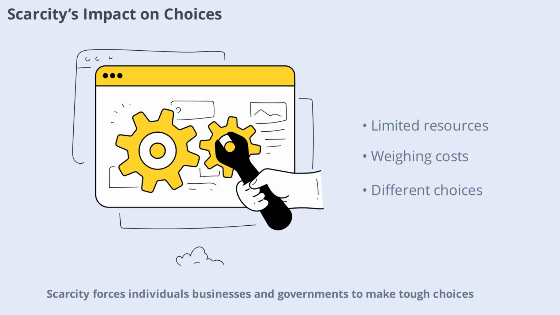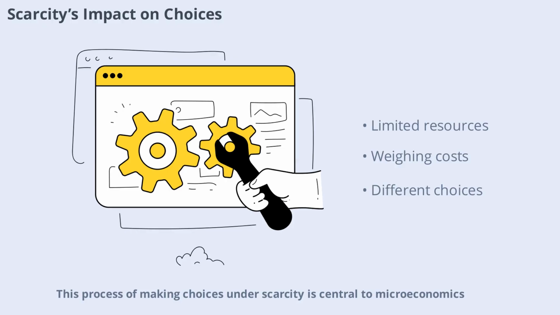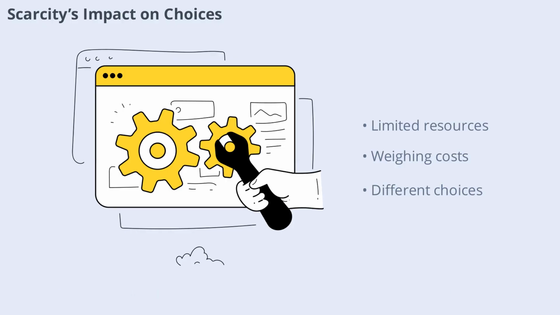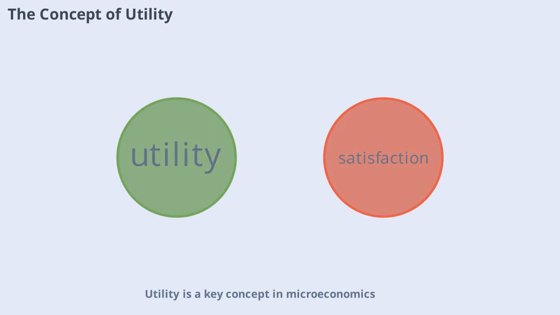Scarcity forces individuals, businesses, and governments to make tough choices. Because resources are limited, every decision involves weighing costs and benefits. This process of making choices under scarcity is central to microeconomics and helps explain why different people and societies make different decisions.